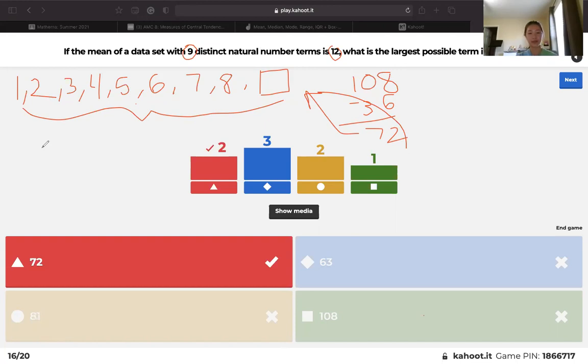Did that make sense? Yeah, it did. Okay, so we're basically trying to minimize the first numbers so that our last number can be really big.